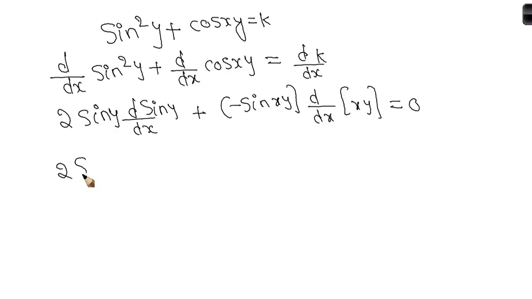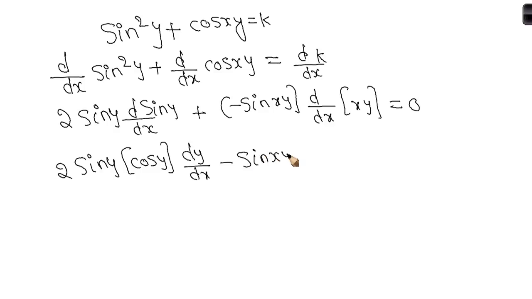So 2 times sin y into derivative of sin y, which would be cos y into derivative of y, that is dy by dx. This is minus sin xy into derivative of xy, which is x into derivative of y with respect to x plus y into derivative of x with respect to x, which is 1, is equal to 0.